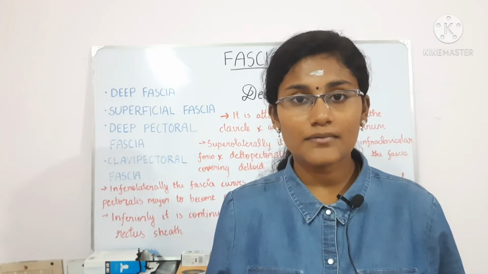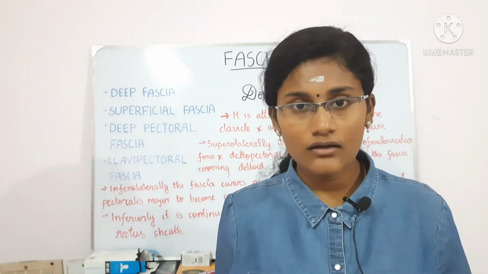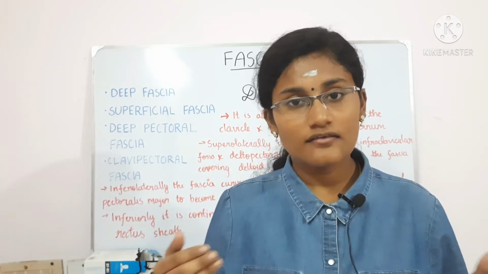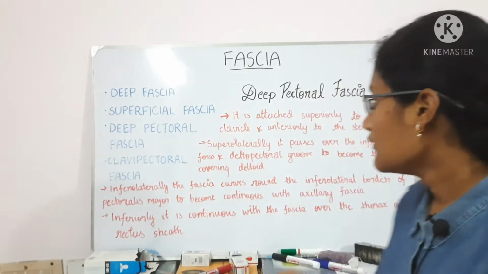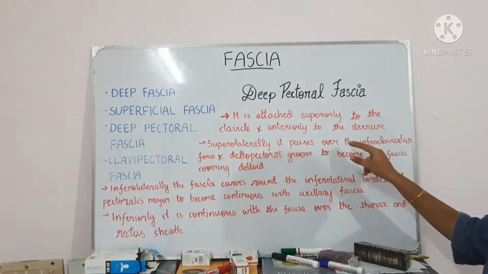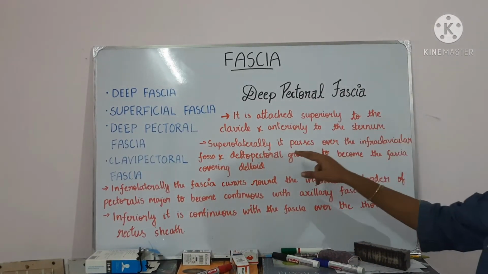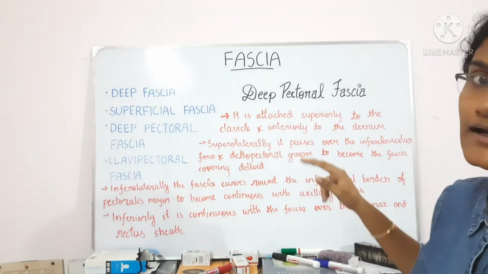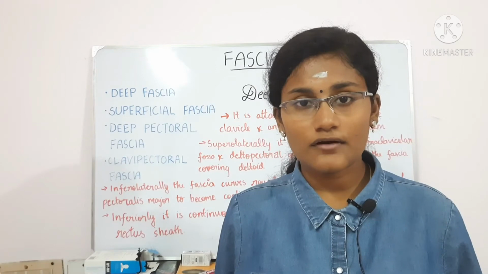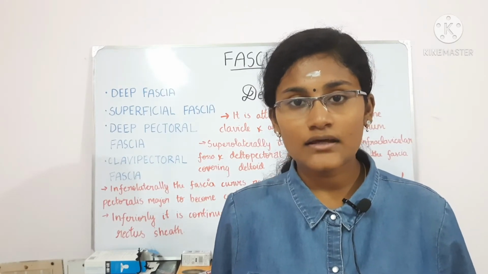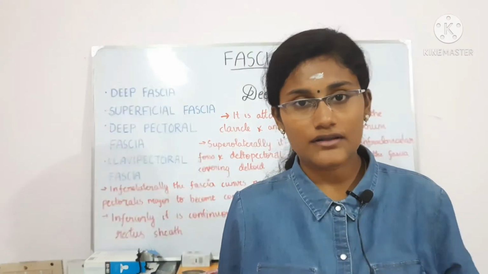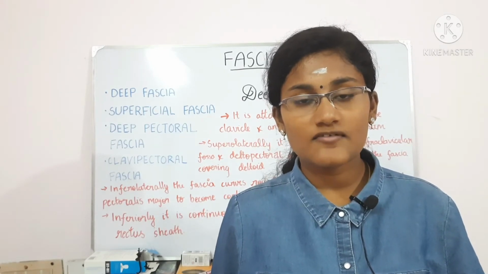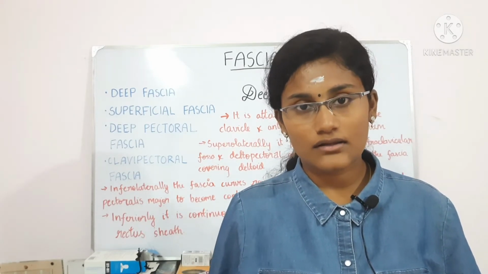Okay, so fossa means a depression. So the infraclavicular fossa is a depression just below the clavicle. Superolaterally it passes over the infraclavicular fossa and the deltopectoral groove to become the fascia covering the deltoid. The deep pectoral fascia is passing over the infraclavicular fossa and the deltopectoral groove, and later it becomes the fascia covering the deltoid muscle.